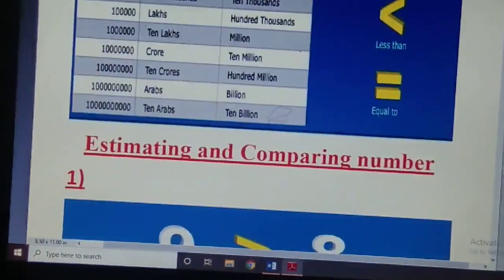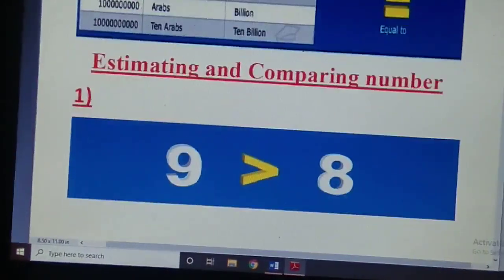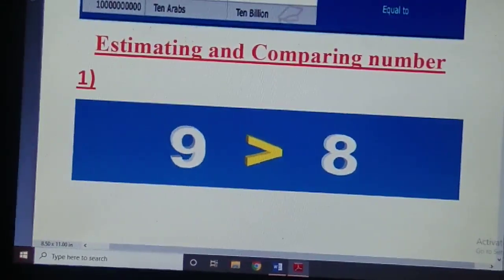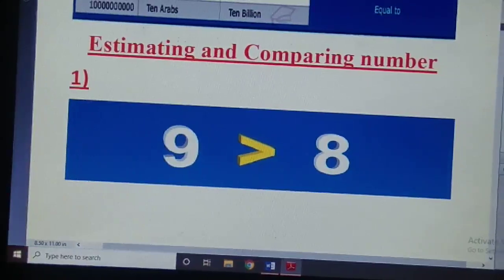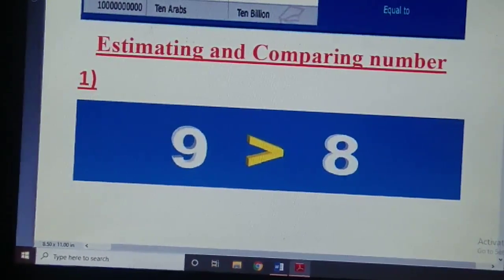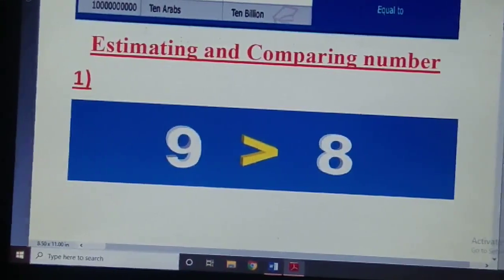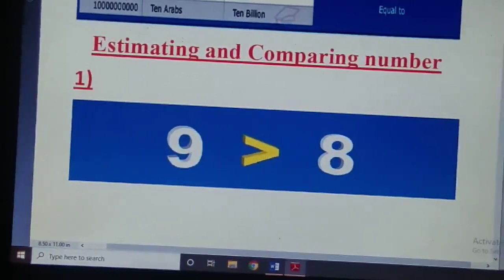Now estimating and comparing numbers. Let us learn how to estimate and compare numbers. Here we have two numbers, 9 and 8. As we already know, 9 is greater than 8. Now let us find the comparison between two numbers in the case of higher numbers.